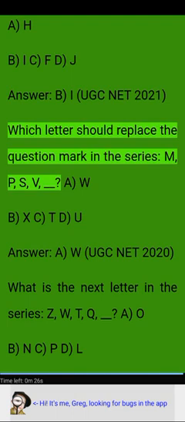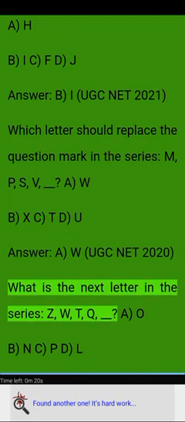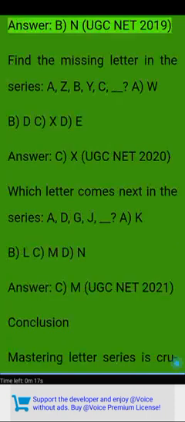Which letter should replace the question mark in the series? M, P, S, V, blank, blank. Options: A, W. B, X. C, T. D, U. Answer: A, W. UGC NET 2020. What is the next letter in the series? Z, W, T, Q, blank, blank. Options: A, O. B, N. C, P. D, L. Answer: B, N. UGC NET 2019.